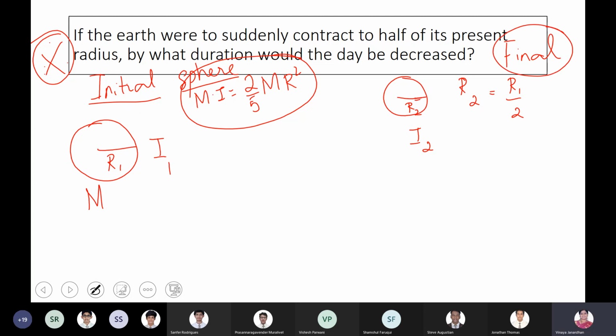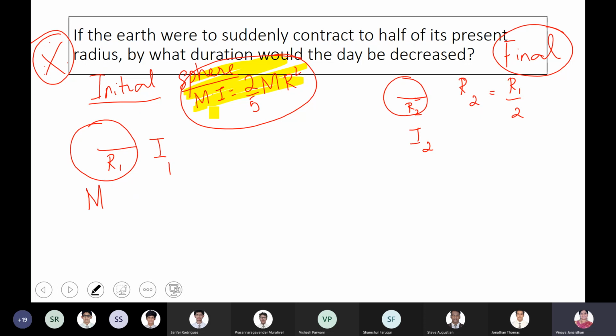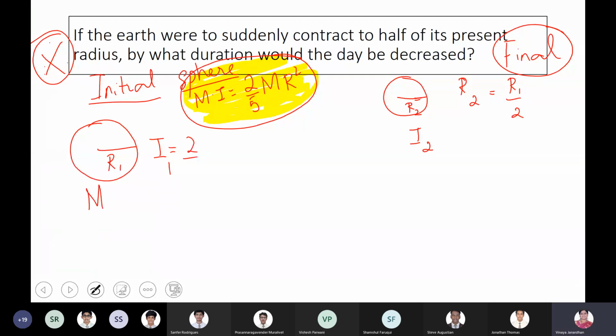So you have your Earth, which is in the form of a sphere. Its moment of inertia is 2 by 5 mr squared. Boys, this value is very important. Nobody will supply you this value. You should know. Initially, its radius is r1. Its moment of inertia I1 becomes 2 by 5 mr1 square. It has a time period T1, that is 24 hours.